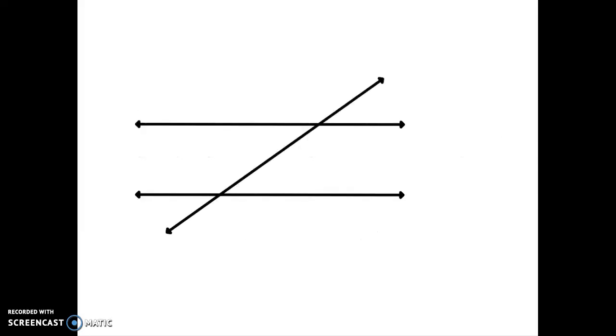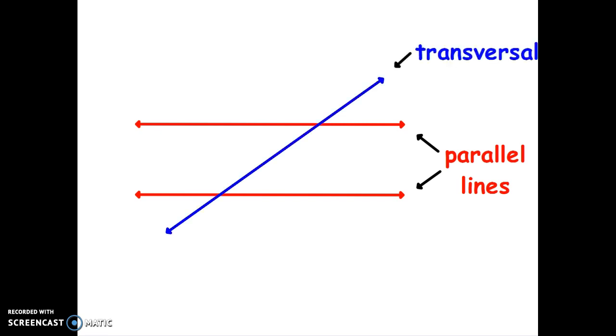Special angle pairs. So this is the figure that you'll be seeing repeatedly throughout this lesson. So let's go ahead and label the parts. These two lines are parallel lines. And then the line that cuts through them is called the transversal.